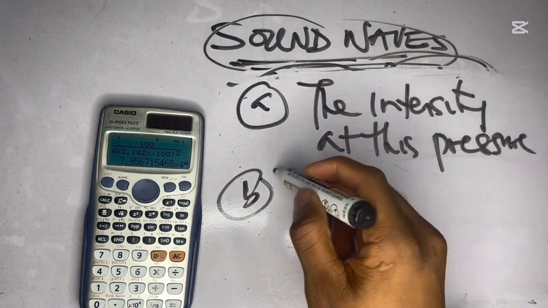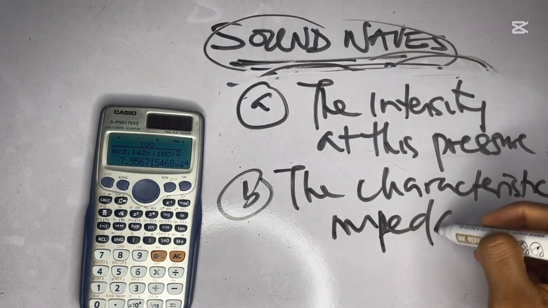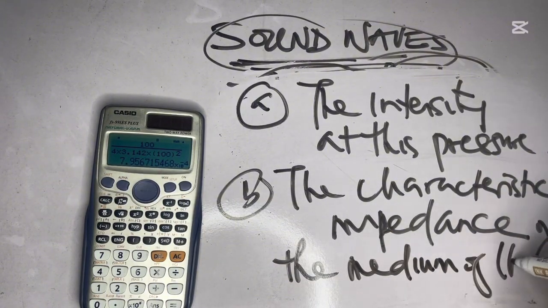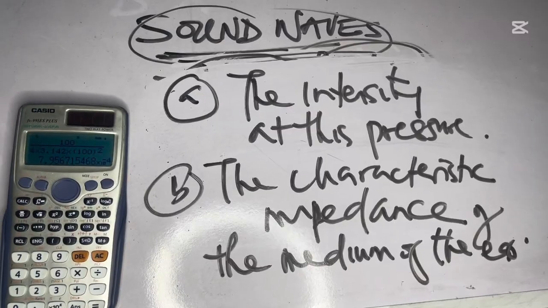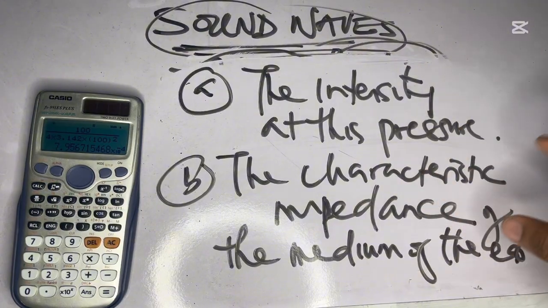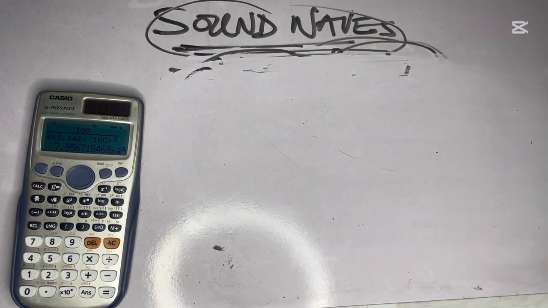Then B, the characteristic impedance of the medium of the ear. So now we are going to be looking at these two questions and we'll be solving them with the given parameters. I've listed the two parts of the question. So now let us look at the intensity at this pressure first.